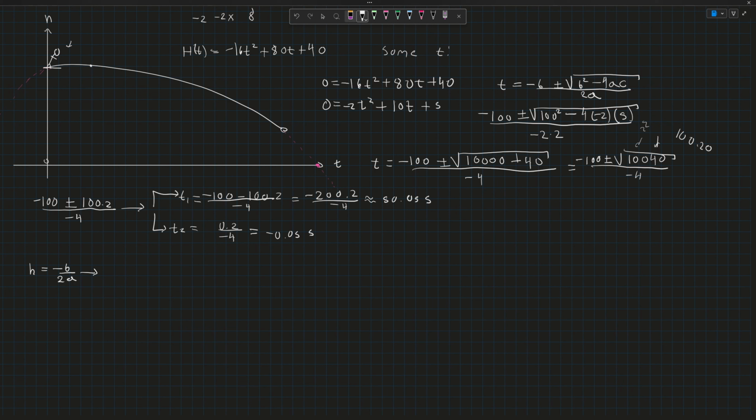And what this means is that essentially, well, we have b here, which is 80. So we could say that it's negative 80 over 2 times a, which is 2 times negative 16. That's going to be 80 over negative 32. And of course, you could technically divide this whole thing by 8. This just gives you 10 over 4, which you could simplify again, it's equal to 5 over 2, or 2.5 meters. And that's the highest.